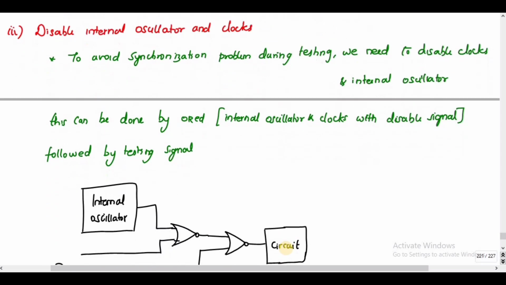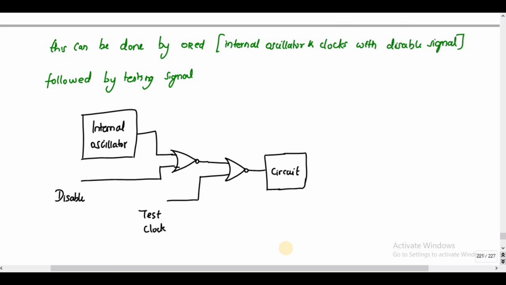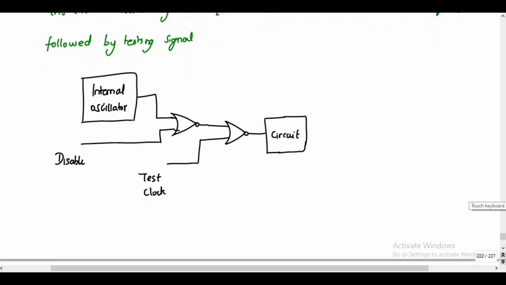Let us discuss the block diagram for this one. Here the internal oscillator is ORed with the disable signal. If the disable signal is 1, you won't get the internal oscillator signal. After that, the test signal is ORed with the disable signal. Therefore, the test signal will be provided to the circuit, and thereby the internal oscillator or the clock is disabled completely.